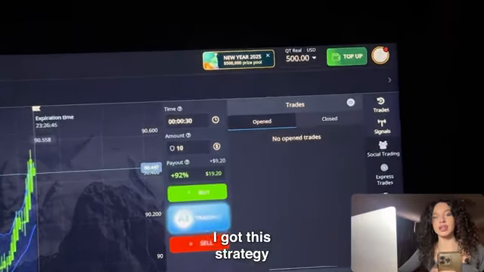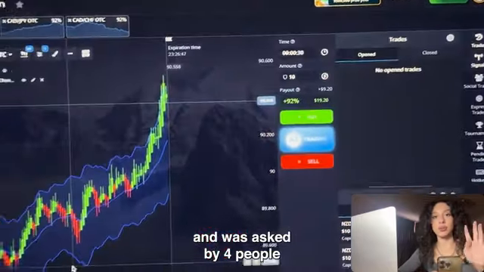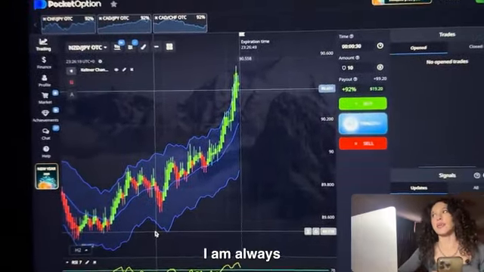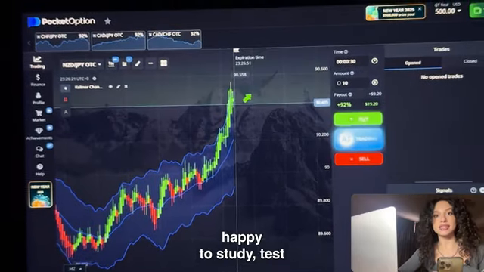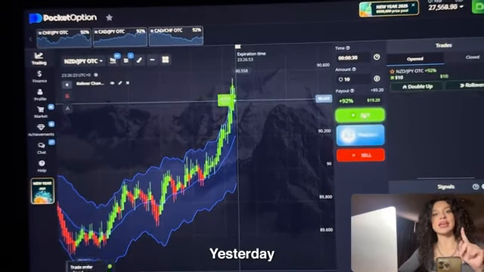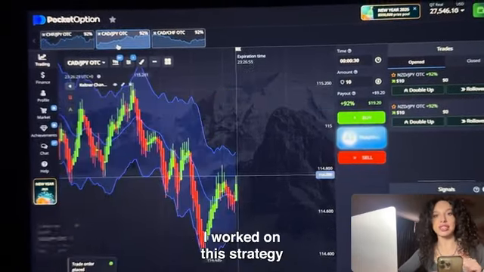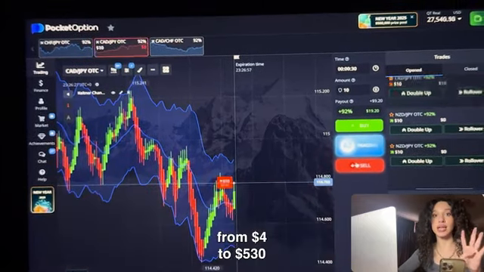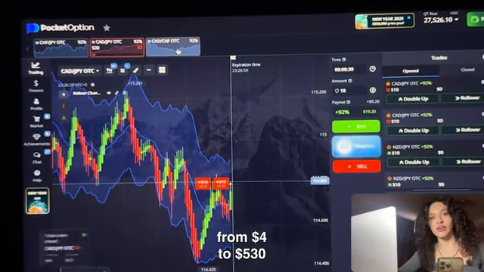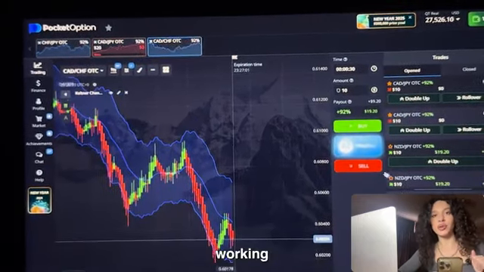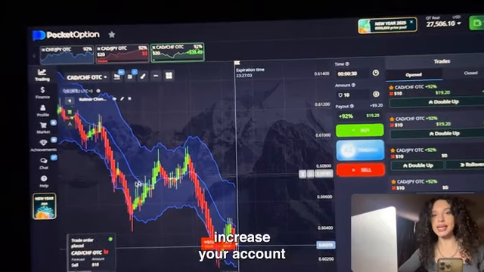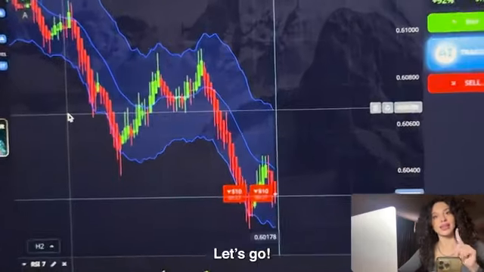Hi, I got this strategy and was asked by 4 people to test it. Friends, I'm always happy to study, test, and tell you about new methods. Yesterday, I worked on the strategy and increased my account from $4 to $530. Today, I will continue working and show you how to quickly increase your account. Let's go, it will be interesting.